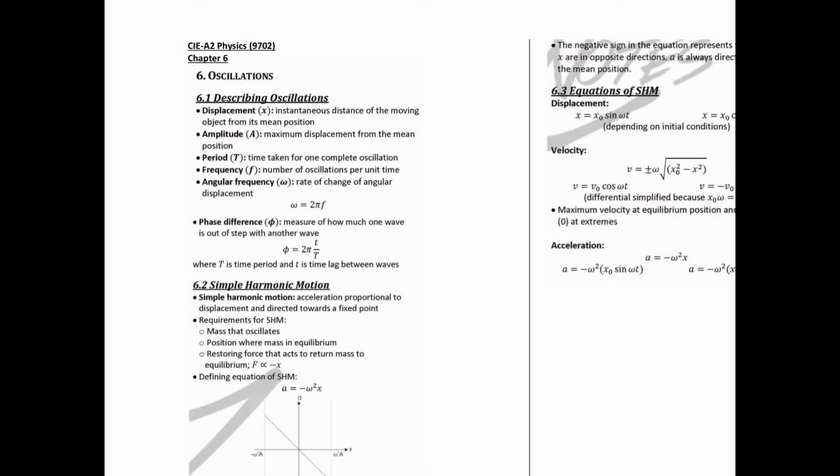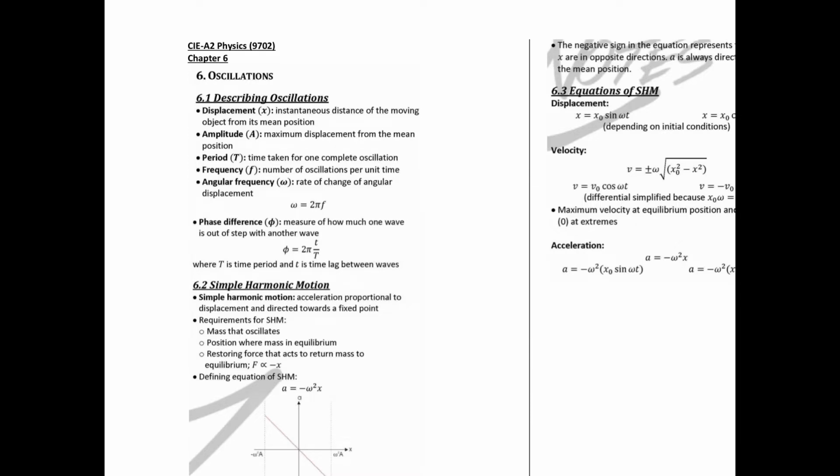Okay, this chapter 6 is oscillations. 6.1, describing oscillations. So first you have displacement, x, instantaneous distance of the moving object from its mean motions. Okay, so I give one example.